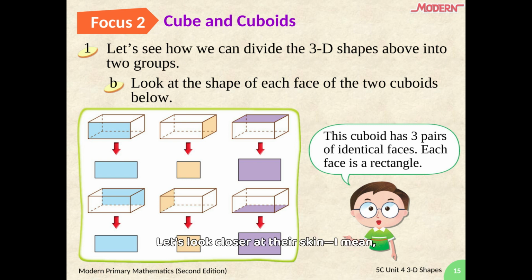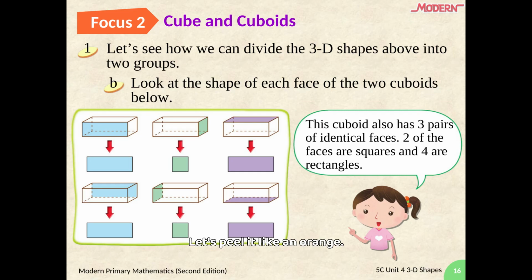Let's look closer at their skin. Their surfaces. Check out this cube. Let's peel it like an orange. Look at face number 1, a square. Face number 2, also a square. 3, 4, 5, 6, they're all squares. And not just any squares, they're identical. It's like a family of sextuplets. Every single side is exactly the same size. That's the way of the cube. It's perfectly fair. No face gets more space than the others. It's the most democratic shape in existence.